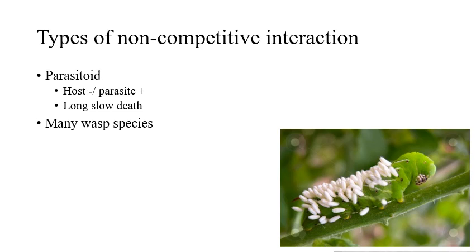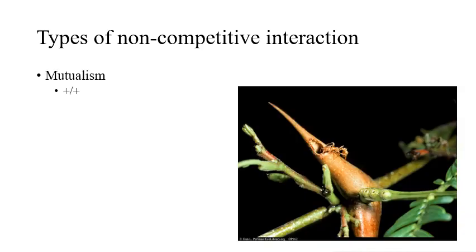Parasitoids are a little bit different. That's a negative interaction for the host, a positive for the parasite, but it's a long, slow, painful death. A lot of wasp species do this, wherein they inject their eggs into a host, and then the eggs eat the host from the inside out. So that's what I mean by long, slow, terrible death.